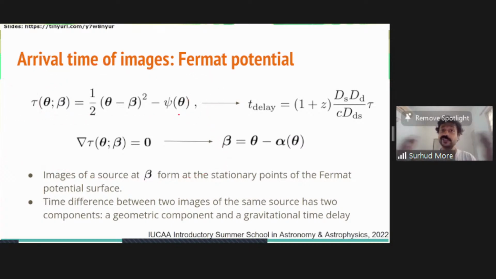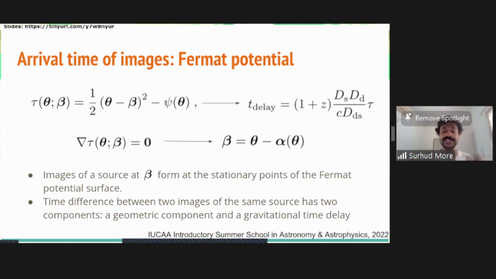When you take the gradient of this potential and equate it to 0, it means you are trying to find the stationary points of this Fermat potential surface. Then these stationary points obey the lens equation. So at the location of these stationary points of the Fermat potential, you form images. So this is related to the Fermat theorem that you are used to in optics, where light takes the optimum path to go from location 1 to location 2, right?